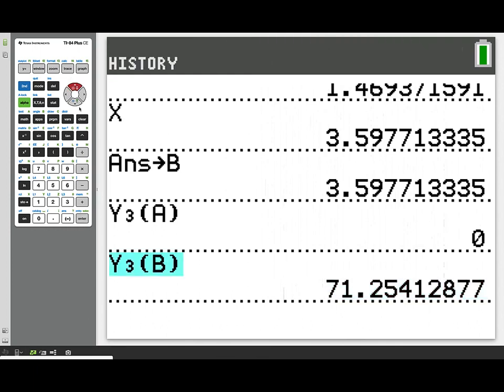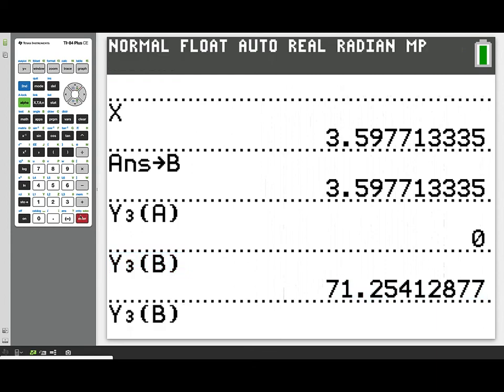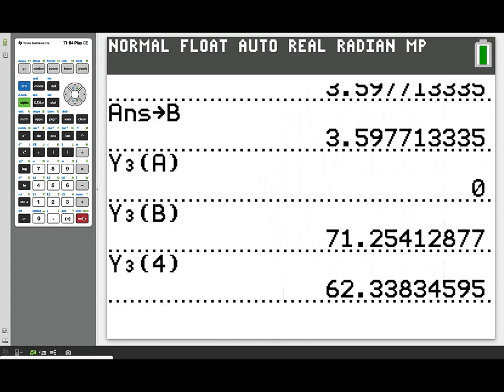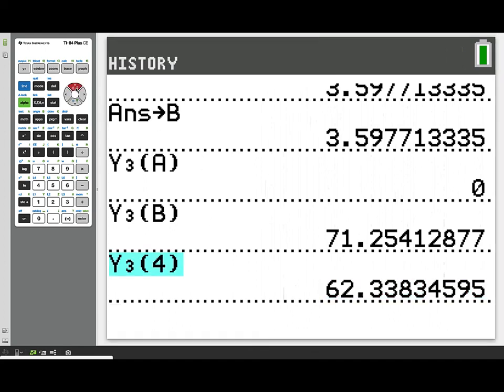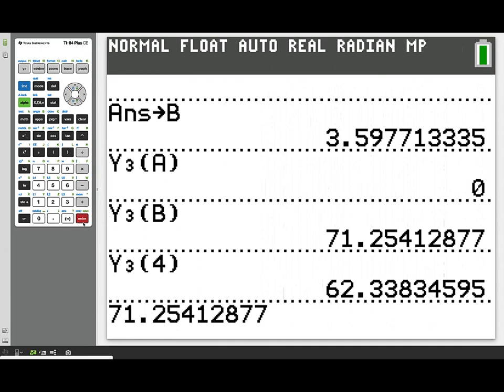Now I'm going to go up and copy y3 of a and substitute the value b to find out the value of y3 at that critical point x equals b. I've gotten that value, 71.254. And then finally, let's evaluate at the other endpoint, y3 of 4. And we find that that value is a bit less than at the critical point b. Now we're asked for a rounded value to the nearest whole number. So our actual final answer here would simply be 71.